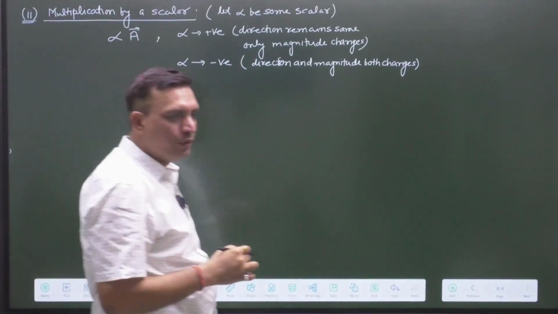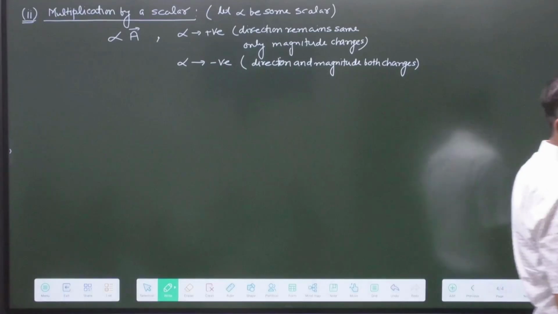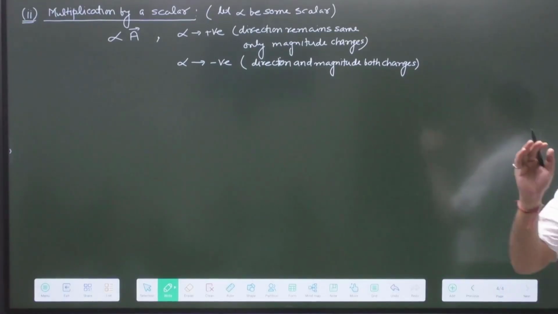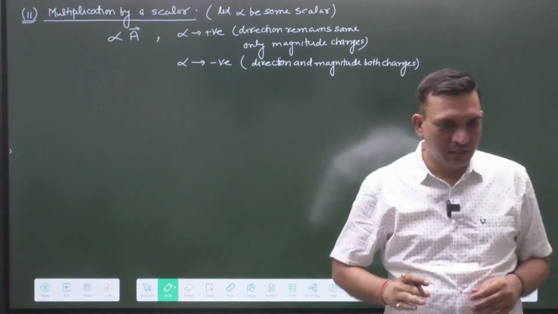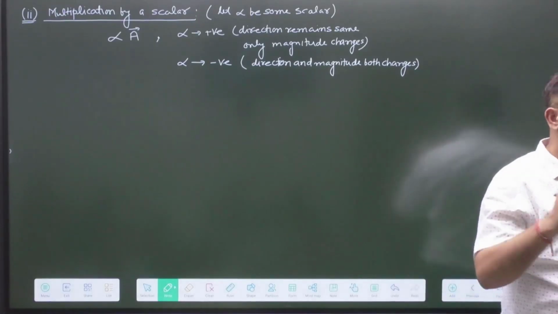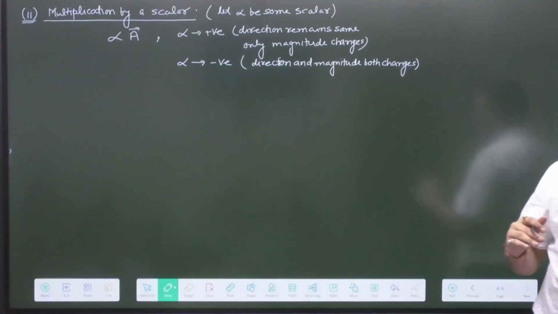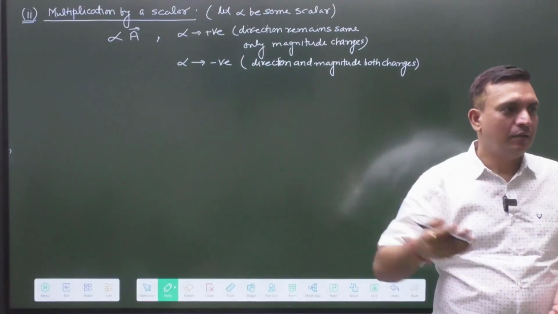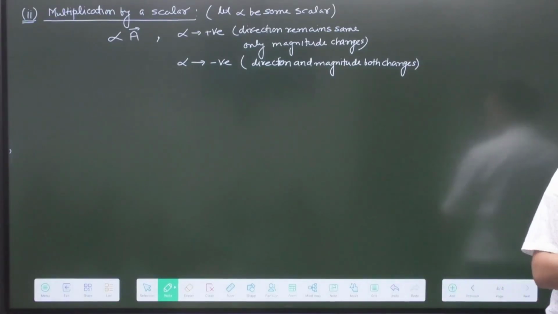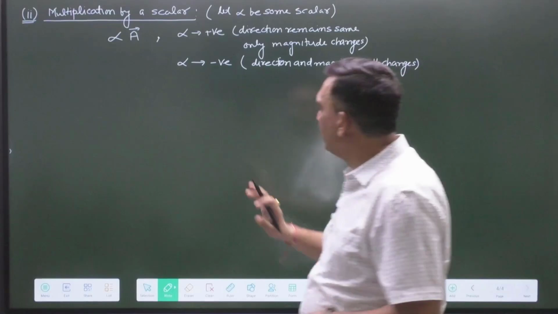Okay. So if you are multiplying, let's say +1, so magnitude will remain same, direction will remain same. If you are multiplying with -1, magnitude is same, direction is opposite. If it is 2a, magnitude will be doubled. If alpha is 1/2, magnitude will be half. So that you know.